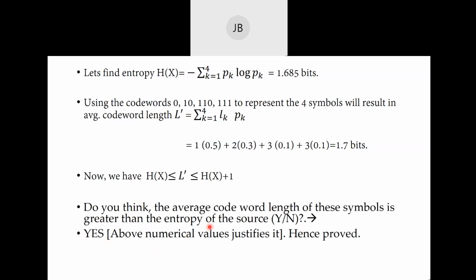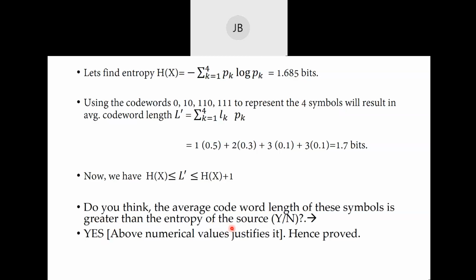The above numerical values justify that the average code word length is greater than the entropy, or it can be equal, and never less than the entropy. So yes, the answer should be yes.